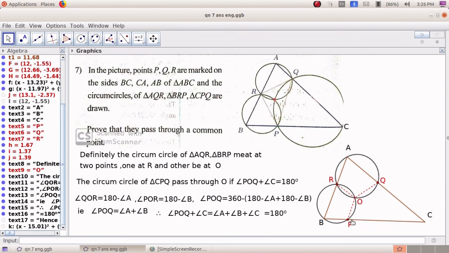And so that means this one is a cyclic quadrilateral. That means when we draw a circle to pass through CPQ, that circle also will pass through the point O where the other two circles meet. That means all circles have to pass through a common point. Hence, we have done the proof to this question. Draw this figure and write down these arguments in your notebook.